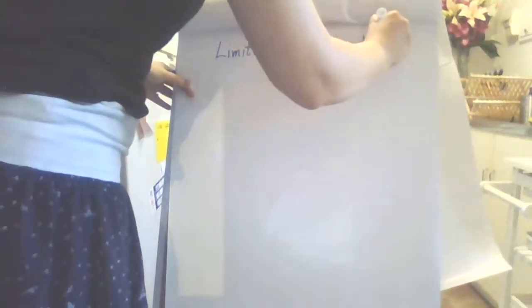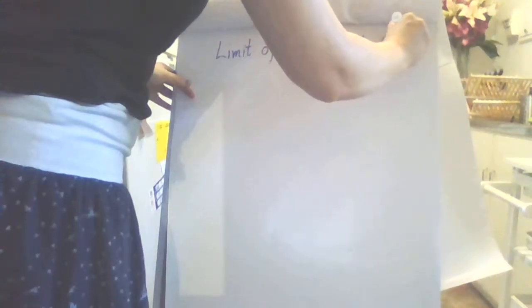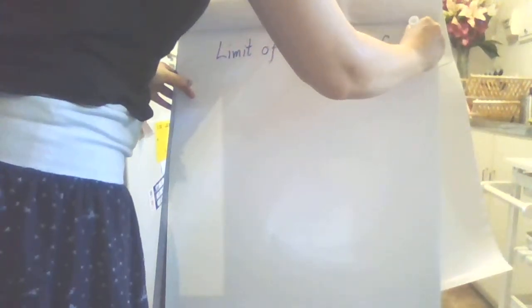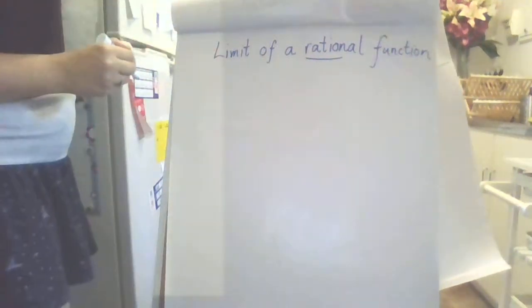Alright, let's do another limit example. Again, the limit of another rational function. Now remember, a rational function, I think of it as a ratio function. So there's a numerator and a denominator in a rational function. So let's have a look.